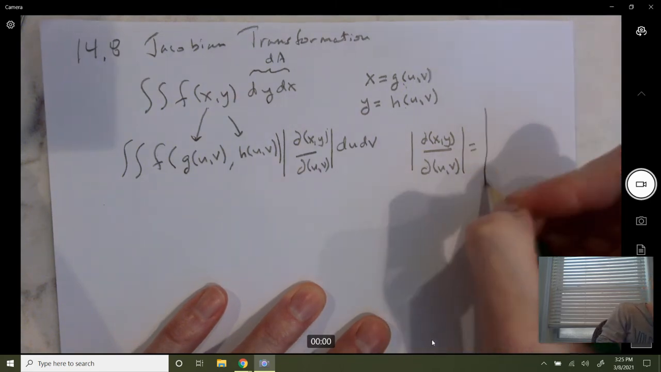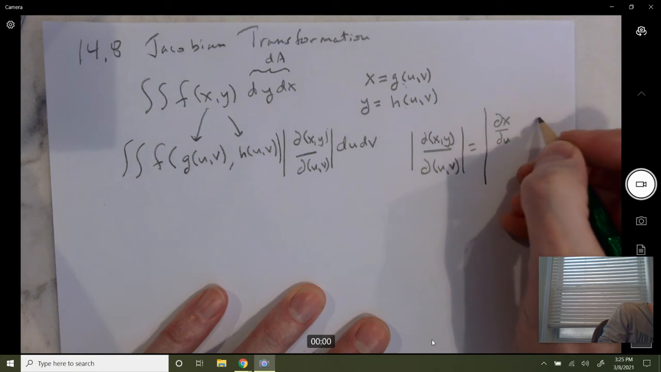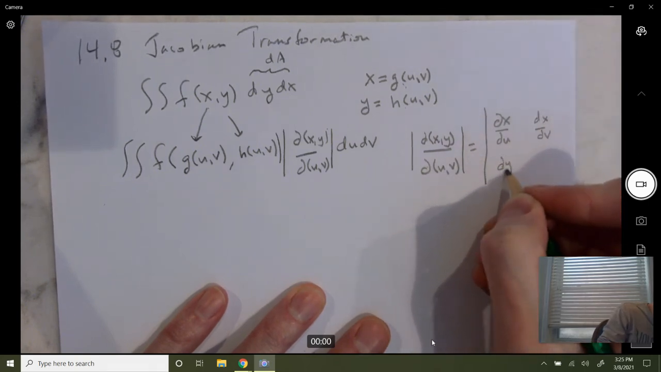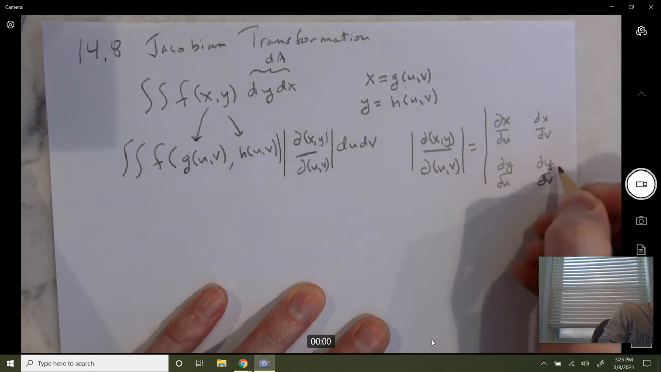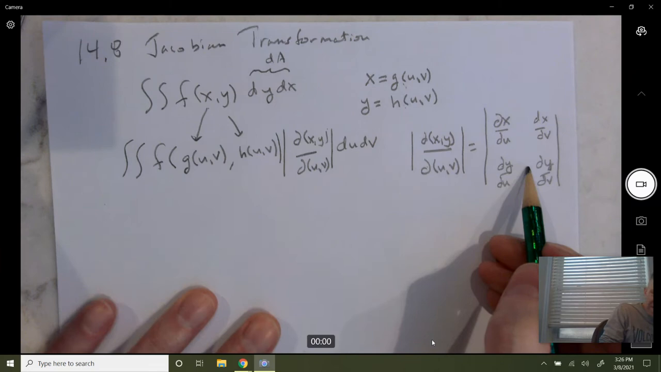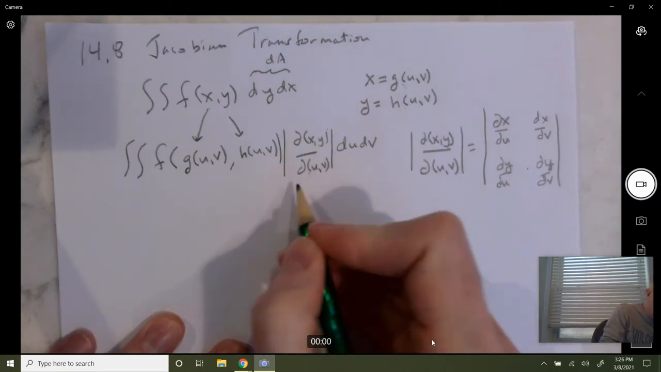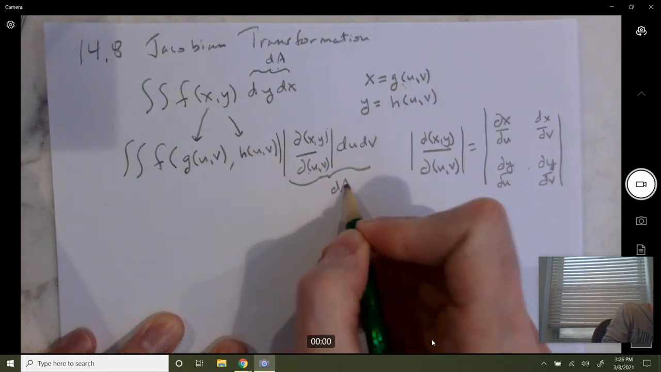So this thing is really just the dx du partial, dx dv partial, and then the dy du partial and the dy dv partial. And this determinant, the magnitude of this thing, is what gets thrown in here as this dA transforms into this new dA.